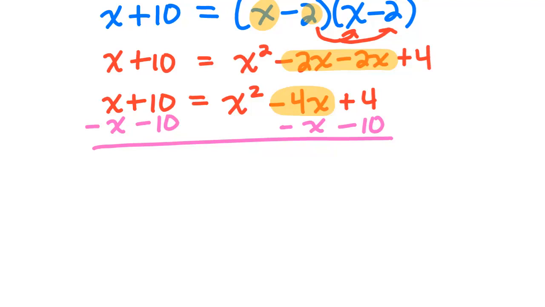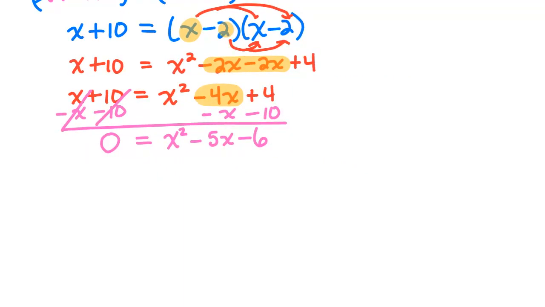My x minus x cancels. And 10 minus 10 is 0. I need that side to be 0. Equals. Now bring down the x squared. A negative 4x minus another x is going to be a negative 5x, and 4 minus 10 is -6.